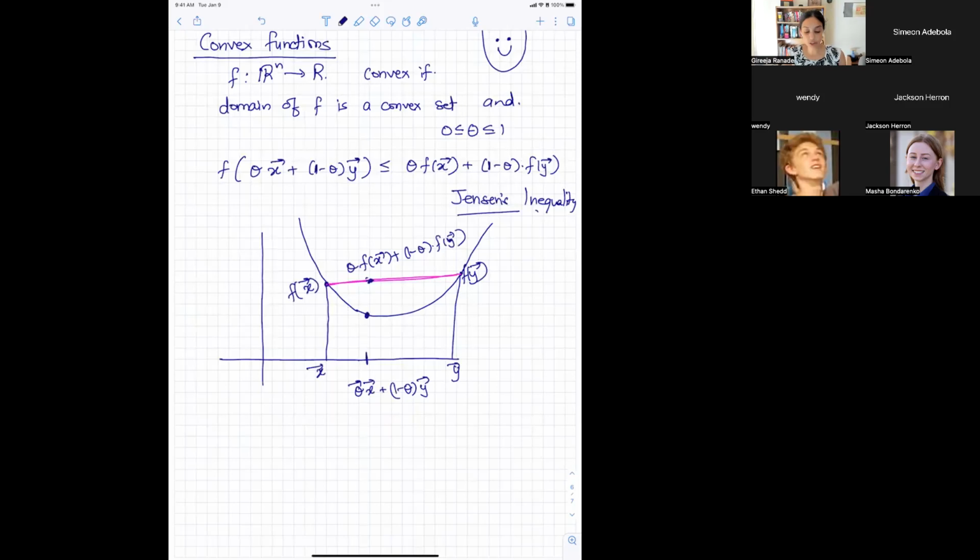And this is saying that a function is convex if this weighted sum is always above the function value. So a quick way of thinking about this is to say that the chord that joins f of x and f of y is always above the function. If I had a function that was looking like this, the chord is always below the function, and that's a concave function. Whereas in a convex function, the chord is always above the function.